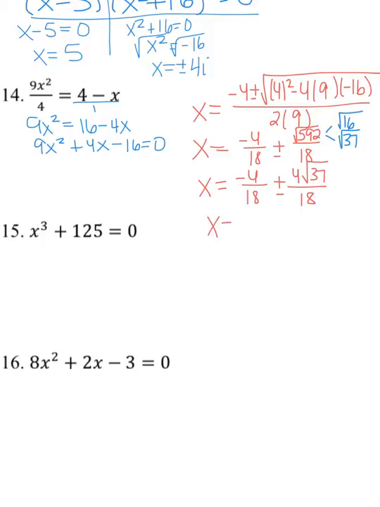And then finally, I'm just going to clean up my fractions. 4 over 18 gives me 2 over 9. So I have negative 2 over 9 plus or minus 2 square root of 37 over 9.